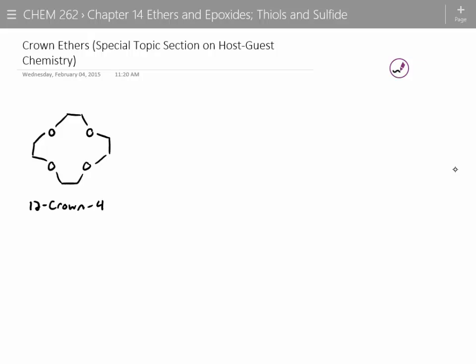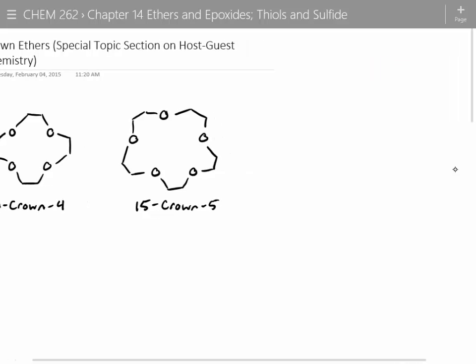It also has a similar one where there's 5 oxygens. Again, I've got one more oxygen. 15-crown-5. And the last one I want to show is one with 6 oxygens.